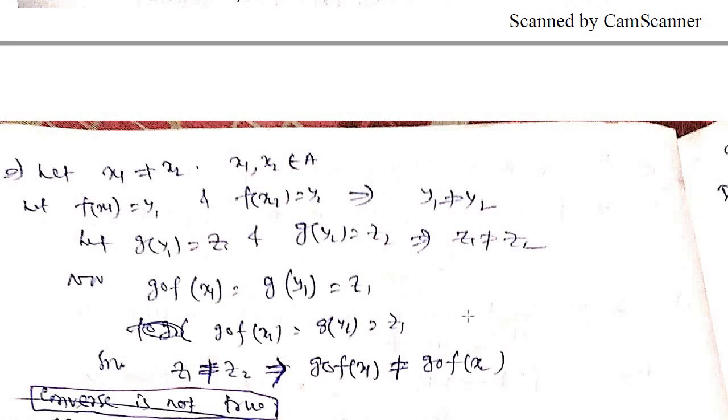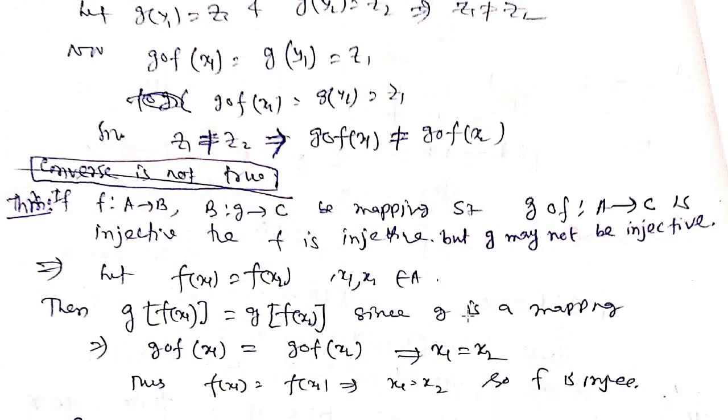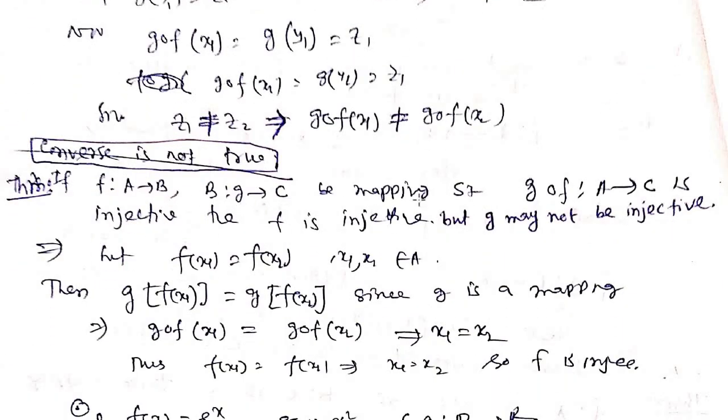But the converse is not true. The converse is what? If G compose F, that is the composition mapping, is injective, then f and g are both injective. This cannot be proved. So in that case, we can only say that only f is injective. g may not be injective. Here is the proof. If, after mapping, their composition is injective, then f is injective, but g may not be injective. How to prove that f is injective?